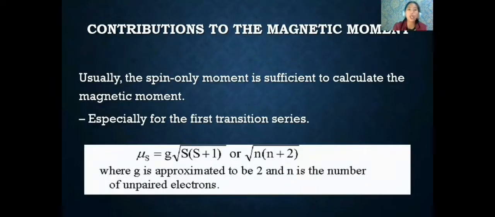Usually, the spin-only moment is sufficient to calculate the magnetic moments, so we do not consider the angular momentum here. So you have there the formula in getting the magnetic moment. And this is especially for the first transition series, so we use the spin-only moment.